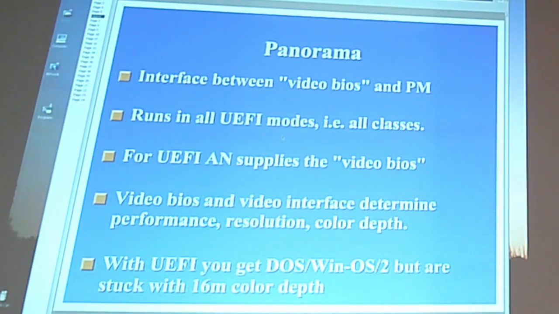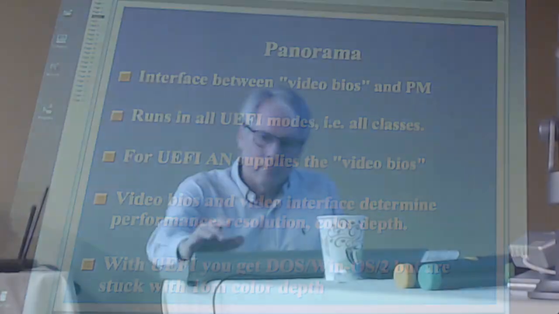And when you're running Panorama with UEFI, you get DOS and you get WinOS2. But from what I've seen, you're stuck with a 16 million color depth, which means you're schlepping a lot of data to the screen. It has some impacts on your performance, and depending on what applications you run in WinOS2, it can also have some impacts on those applications. Make sense so far?